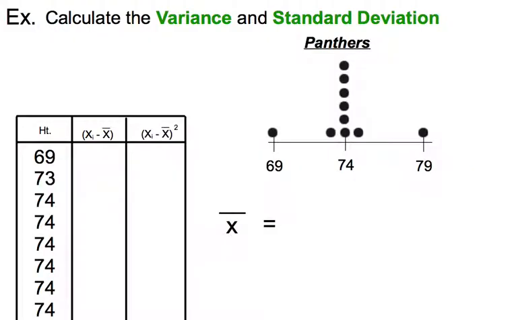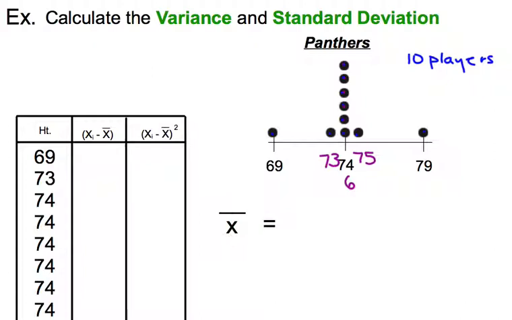All right, here's an example. We want to find the variance and standard deviation of the basketball heights of a team. So we have one person that's 69 inches. We have one person that's 73 inches. We have 1, 2, 3, 4, 5, 6 people that are 74 inches, 1 that's 75, and then 1 that's 79. So let's count up how many basketball players are on the team. We have 1, 2, 3, 4, 5, 6, 7, 8, 9, 10. So 10 players are on the team. So that's how many data set points we have.